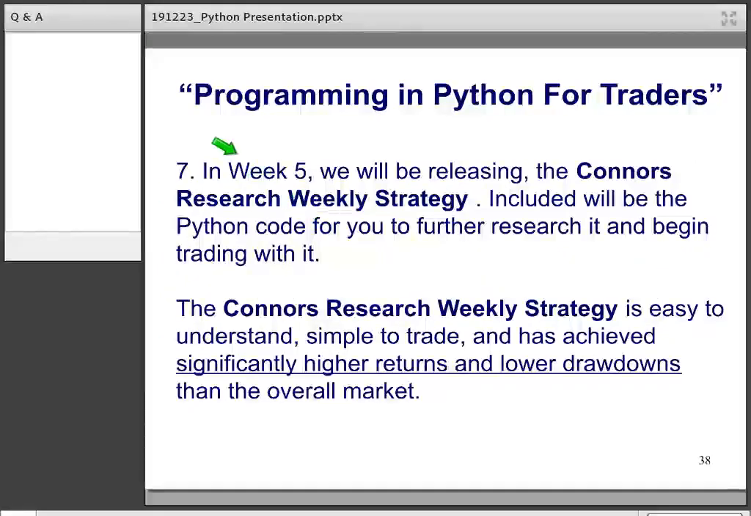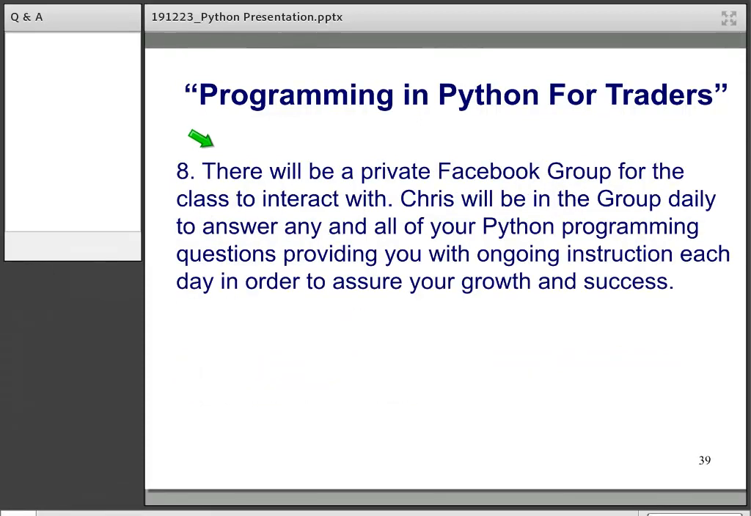Week number 4, we're going to be releasing the strategy. You're also going to get the Python code, Chris's code, further research it, begin trading with it. The strategy itself is easy to understand, simple to trade, and as you saw, has achieved in the historical testing higher returns and lower drawdowns than the overall market. The majority of the stocks in there are identical to what's in the S&P 500.